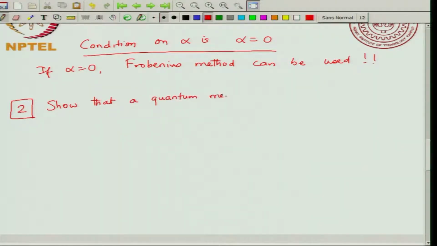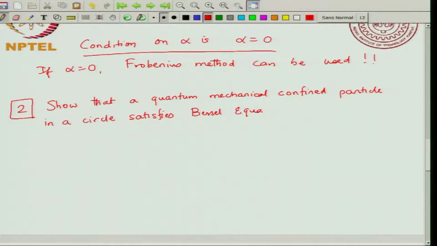a quantum mechanical confined particle in a circle satisfies the Bessel equation. So, particle in a circle.